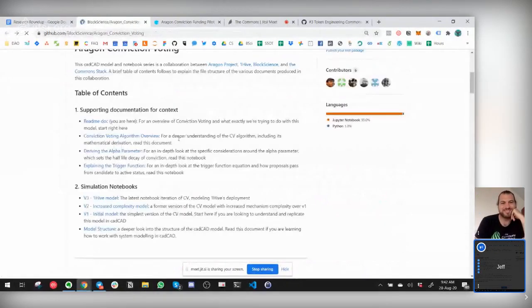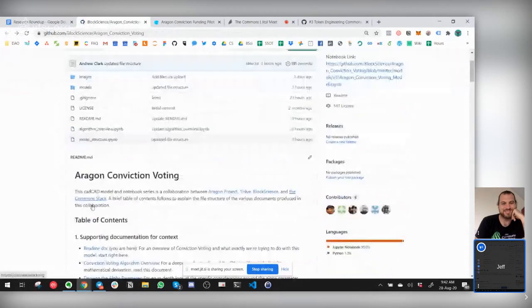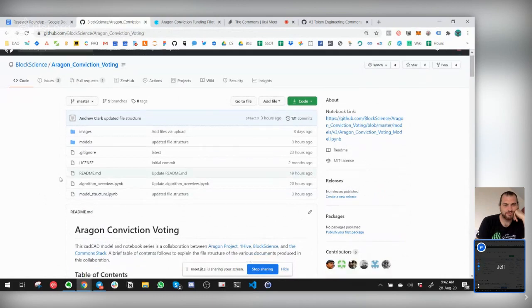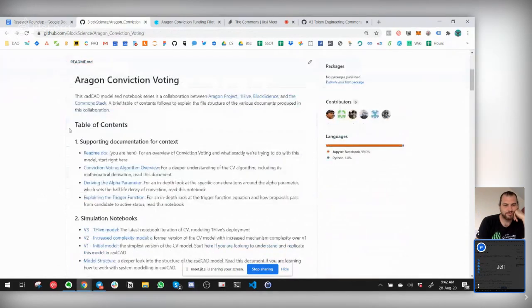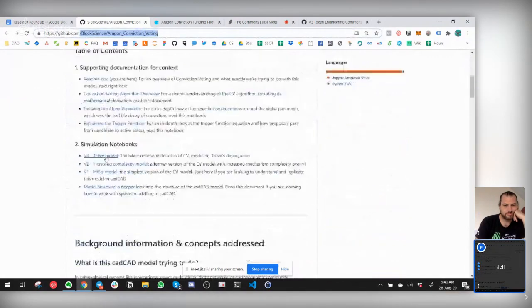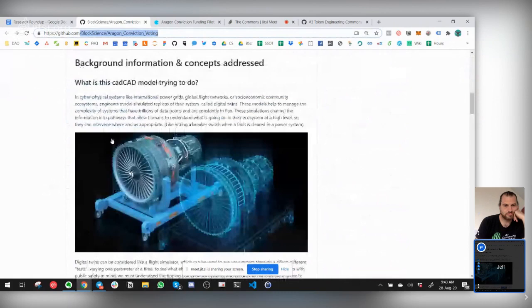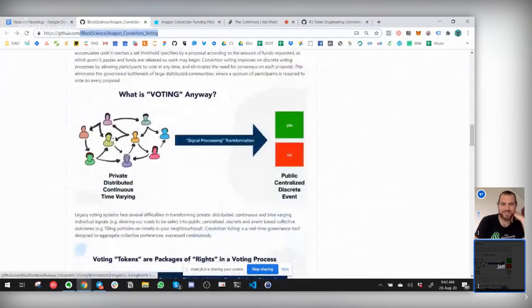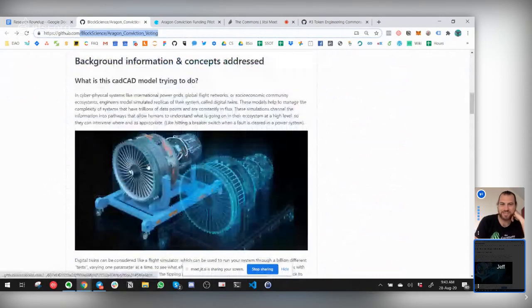And speaking of conviction voting, there's been a lot of work. This is the cadCAD model that has been worked on between OneHive, Block Science, Aragon, and the Common Stack. It is now complete, so feel free to come in and dig into this repo. It's on github.com, Block Science Aragon conviction voting. There should be a lot of information here about conviction voting, the basics. I like digital twin graphics. Wow, look at all these nice graphics.